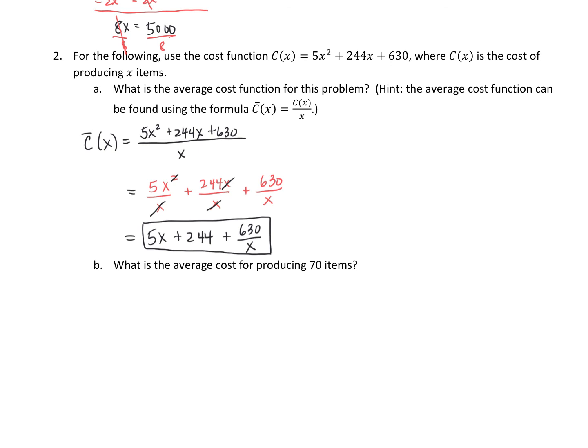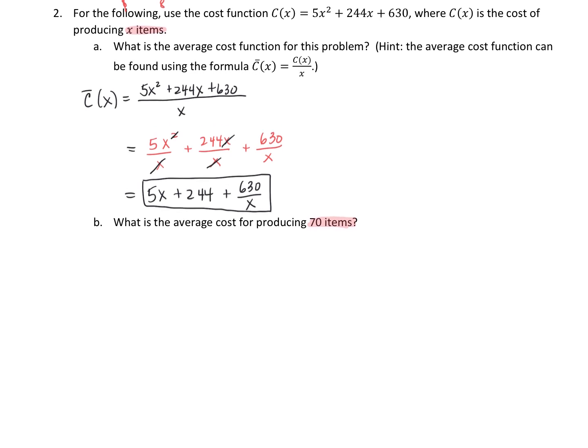So then part B, what is the average cost for producing 70 items? So we're going to use our formula that we just found in part A. X stands for the number of items. So if it's telling us 70 items, they're giving us the X value. So we're simply going to plug that in for X in the formula we just found.